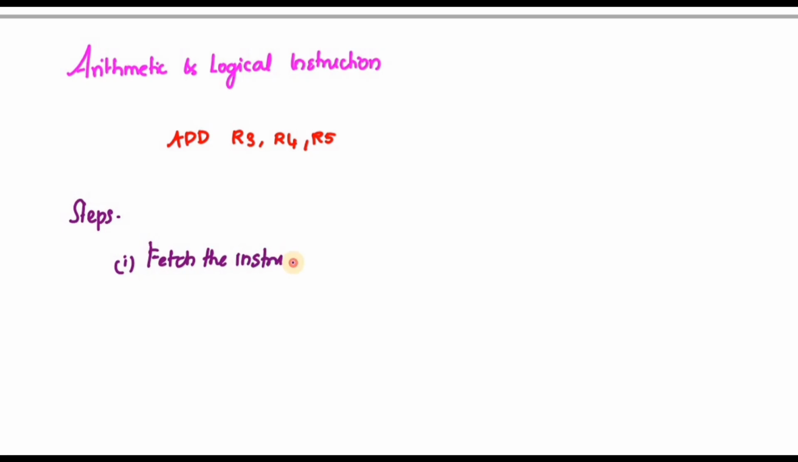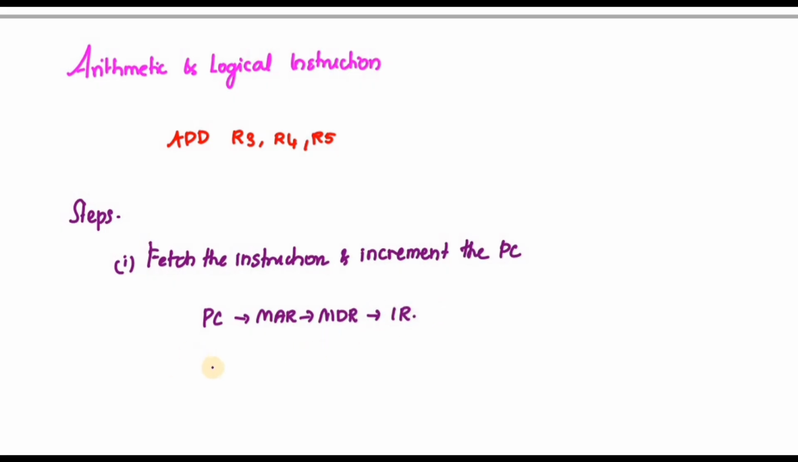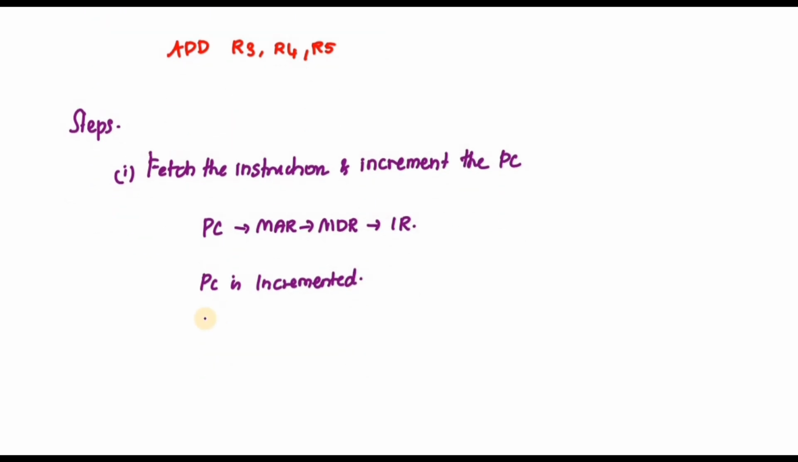First, we will discuss the instruction ADD R3, R4, R5. The first step is to fetch the instruction and increment the PC. This is similar to the load instruction. The address from the PC is loaded into the memory address register. Then the instruction data is loaded into the MDR, then it goes to the instruction register. After that, the PC gets incremented, right?